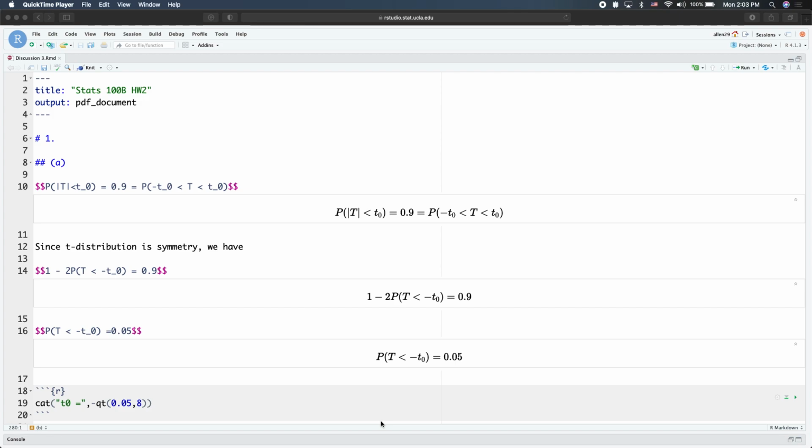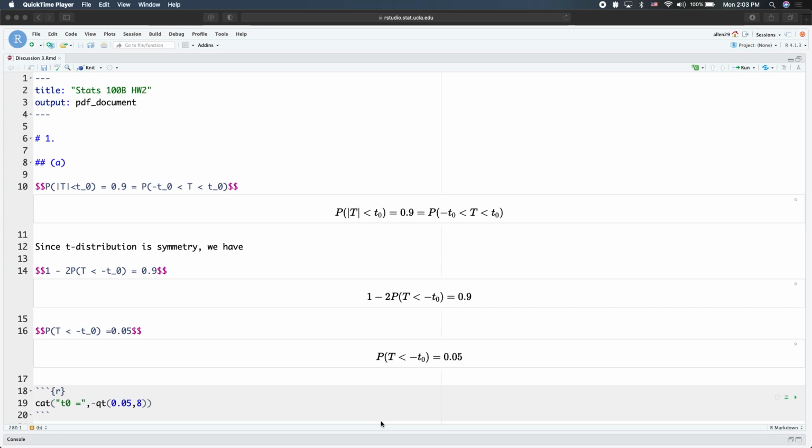Yeah, so for the first question, we're interested in the probability that this random variable capital T, its absolute value, is less than t0. And this has a probability of 0.9. So we can rewrite this absolute value as capital T falling in between this range: negative t0 and positive t0.